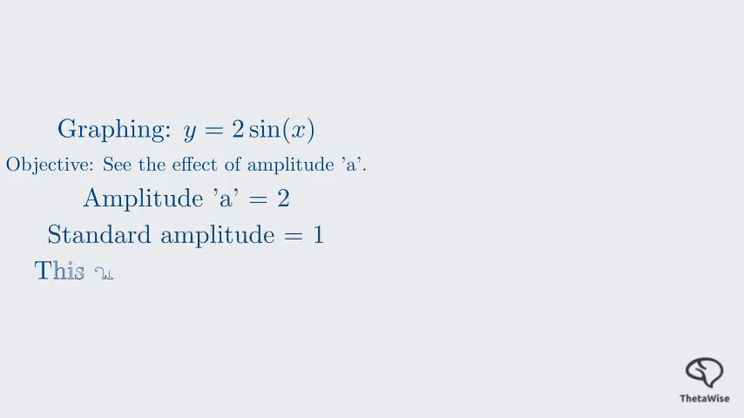Amplitude is the distance from the horizontal axis to the crest or trough. For y equals sine x, the amplitude is 1. If we double the amplitude, the new amplitude should be 2. Let's confirm this by drawing the graph. We'll use the domain from 0 to 360 degrees.